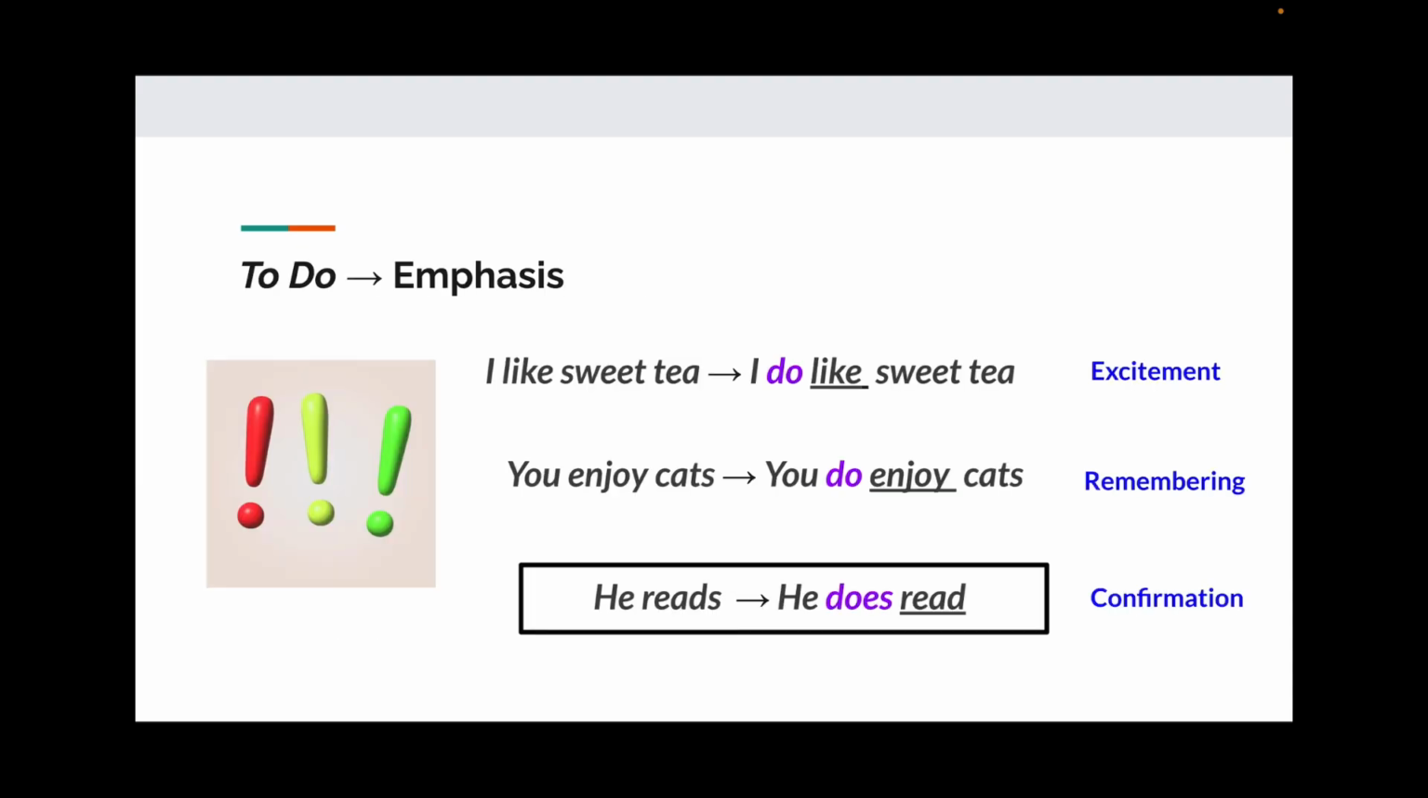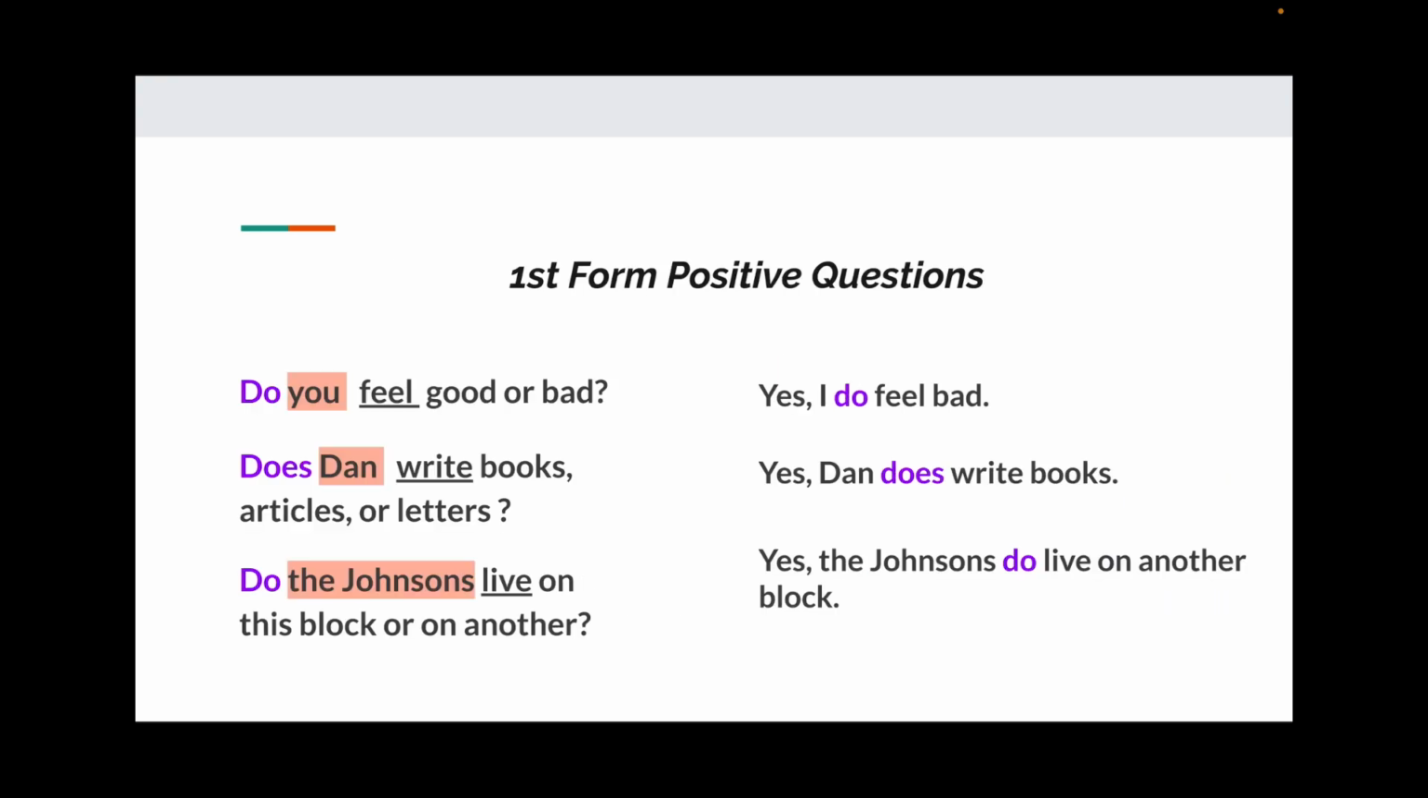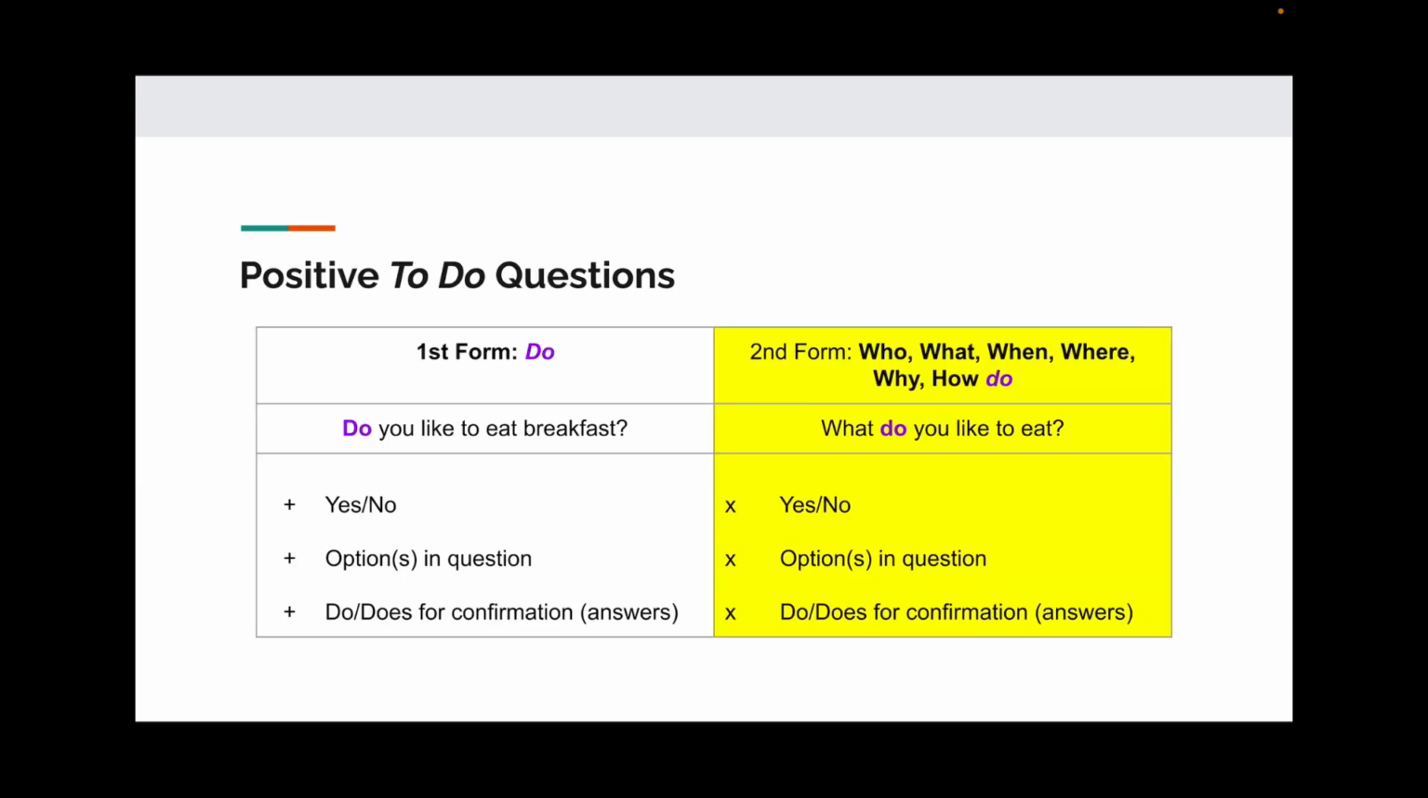And so here, this is a slide again from part 1 that just gives an overview of using do for emphasis. The last option is an example of how to use do for emphasis, specifically for confirmation. So that's essentially what we're doing for these examples. Now we can address the second form where you have who, what, when, where, why, or how plus do to form a question.